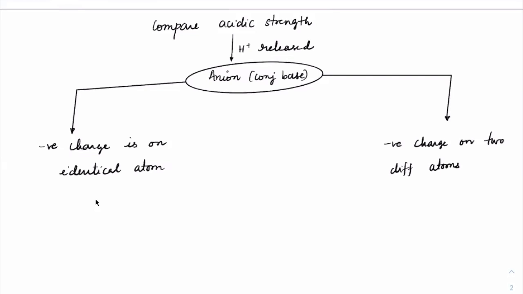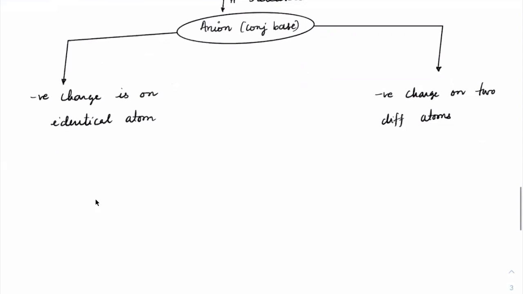In case we have two different atoms, the first factor I will compare is electronegativity. If those elements belong to the same period, I will always compare electronegativity. If that is not the case, I will check size along the group. So these are the two comparisons which I will do.